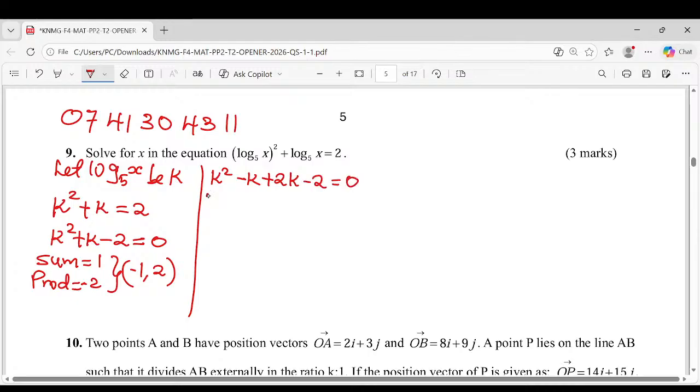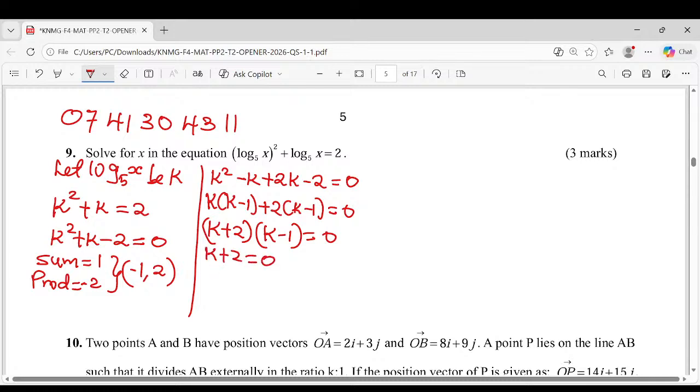This will be k into k minus 1 plus 2 into k minus 1 is equal to 0. This will be k plus 2, k minus 1 is equivalent to 0. In the first case, k plus 2 is equal to 0, meaning the value of k will be -2. In the next case, we have k minus 1 is equal to 0, meaning k can be +1.